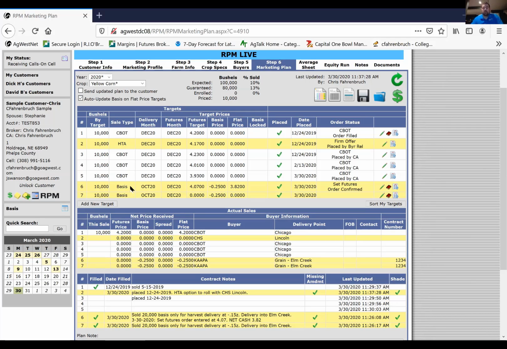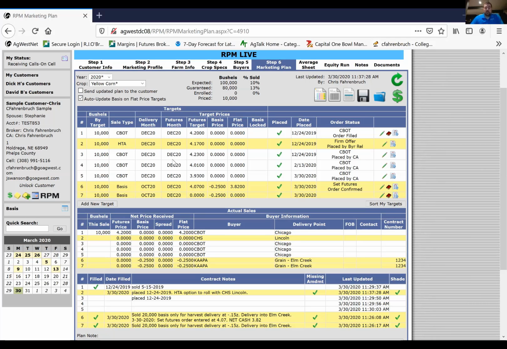Going forward, if your team decides to use this program, it's your job to lay out to us, are you selling flat? Are you selling HTA? Are you selling basis? What is your plan going to look like? We can put it in here and we'll track it for you from start to finish.